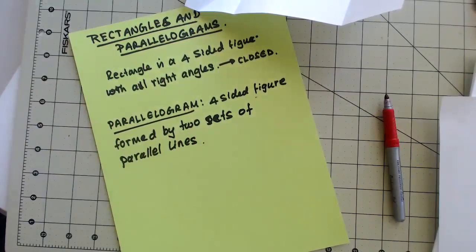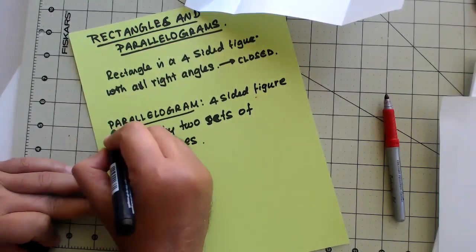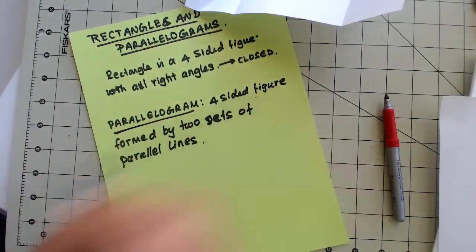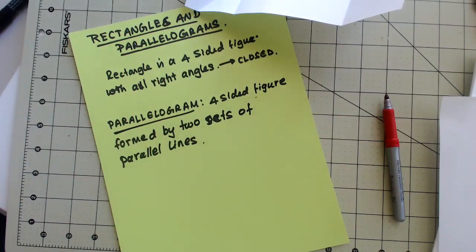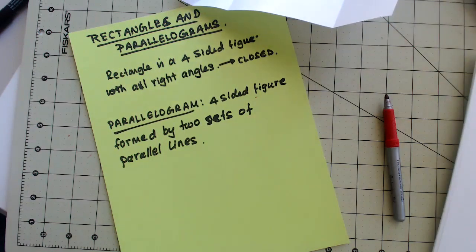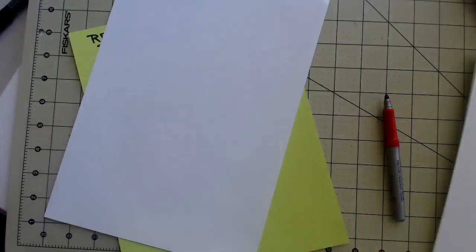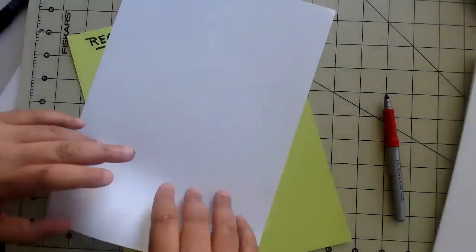So a parallelogram, as the name suggests, is a four-sided figure formed by two sets of parallel lines. So you got to find two sets of parallel lines to make a parallelogram. So I'll show you how to make it. So take a clean sheet of paper, and again I will show you that this is also made up of right angle triangles.